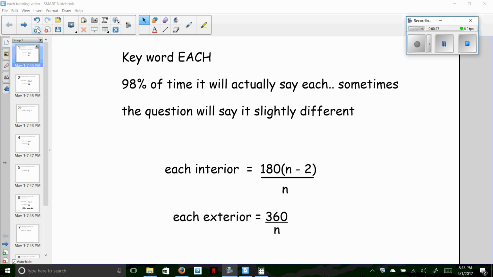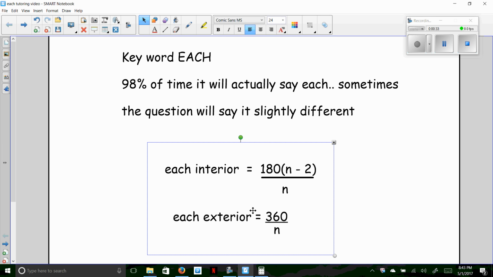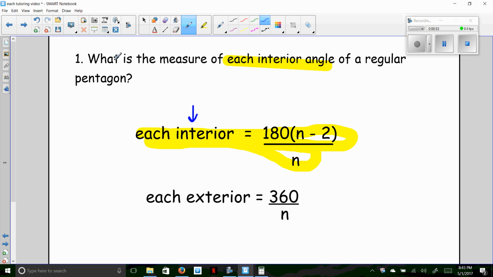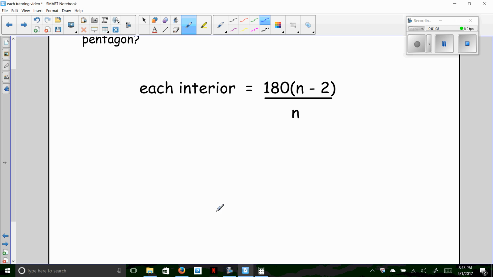So here's 4 examples of using these 2 tools, our exterior and interior equations for each. All right, so what's the measure of each interior angle? Okay, so here is my formula. This is what I need for a regular pentagon. I'm looking for each, and it gives me 5 sides. So 5 is n, and that's what I'm putting in these 2 n's. Let's go ahead and show you how to use this.